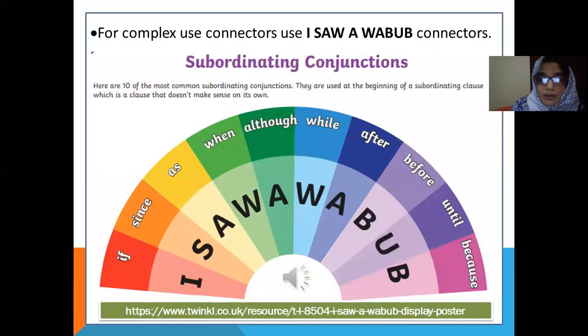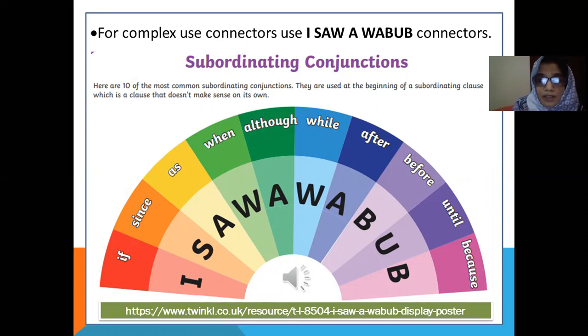And if you talk about complex sentences, then it's very easy to make because you just need to use one of the I SAW A WABUB connectors, I mean conjunctions, and these subordinating conjunctions would merge together one dependent and one independent sentence. So for example, you take the example of if. So the if phrase would actually be the dependent one. For example, if you do not study, you will not pass the examination.